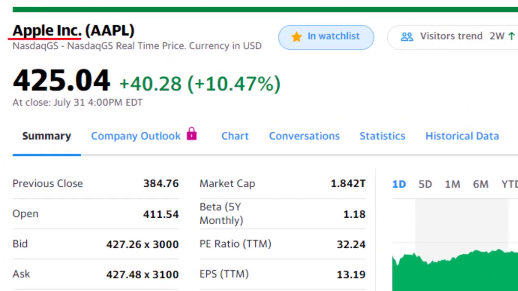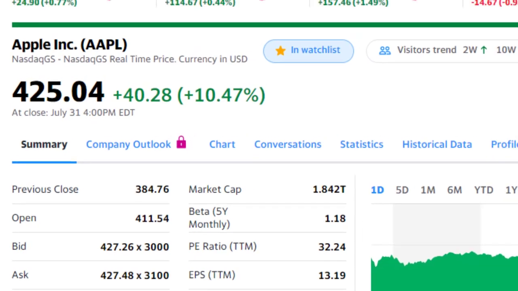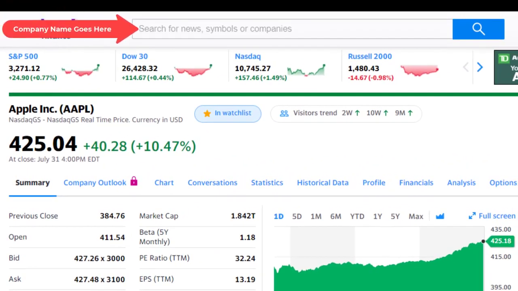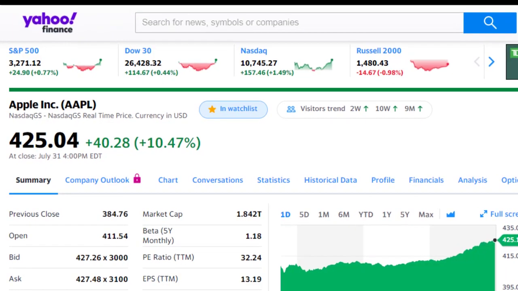The first thing you see is the company's name. Next to that, in brackets, is the company's ticker symbol. The ticker symbol is a unique abbreviated identifier of a public company. In this case, Apple's ticker symbol is AAPL. If you do not know what a company's ticker symbol is, type the company's name in the search window, and if it is a publicly traded company, Yahoo will provide you with the ticker symbol.